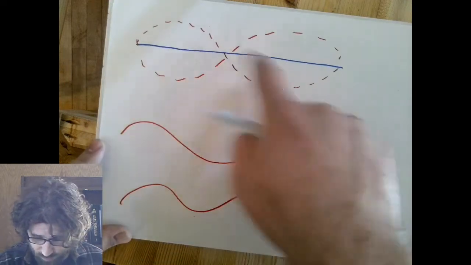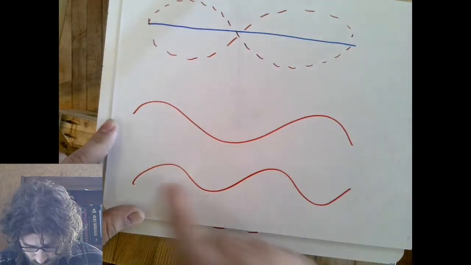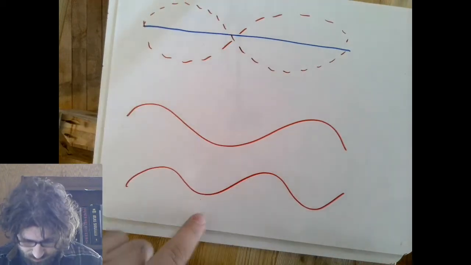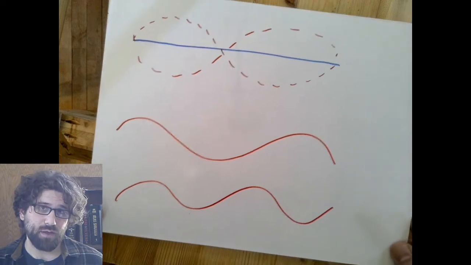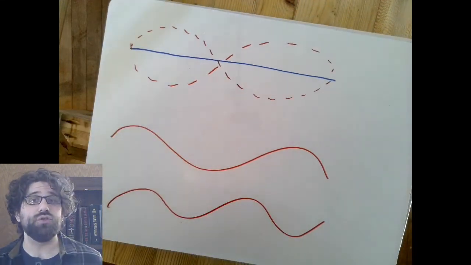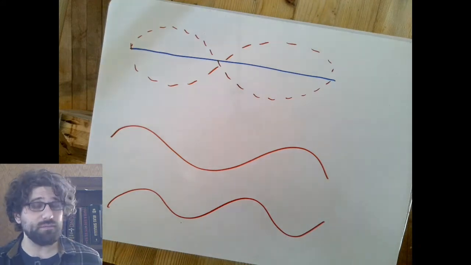So I got 2 humps here. I could get 1, 2, 3. I could get 1, 2, 3, 4, so on and so forth. These different wave shapes have a special name. They're called harmonics. And they're called harmonics because they have a lot to do with melodies and harmonies in music.